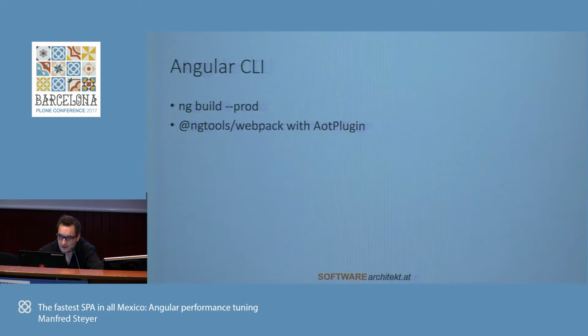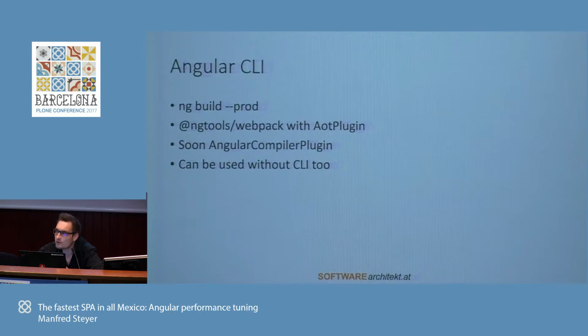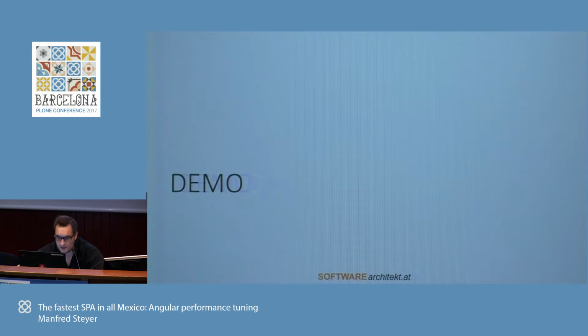Behind the scenes, the CLI is using the AOT plugin for this. The AOT plugin lives within the npm package ng-tools webpack. And very soon we will get another plugin for this, which is called Angular compiler plugin. And the good message is you can use it with and even without the CLI. Those things are just Webpack plugins, so you can just plug it into your own Webpack configuration. Okay, let's have a look at a demonstration for this.